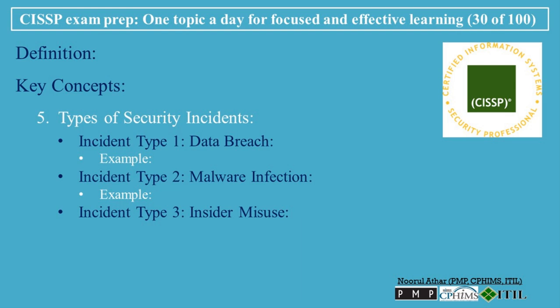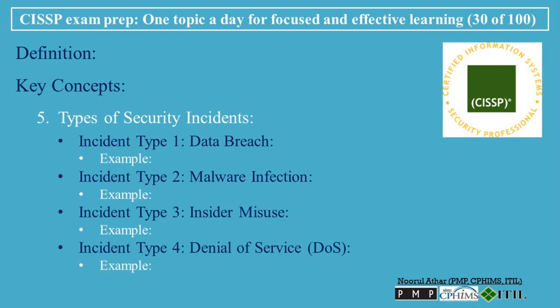Incident Type 3, Insider Misuse. Example, a disgruntled employee exports sensitive company data and shares it with a competitor. Incident Type 4, denial of service, DOS. Example: a hacker floods an e-commerce website with traffic, causing it to go offline and disrupting online sales. Incident Type 5, Physical Security Breach.